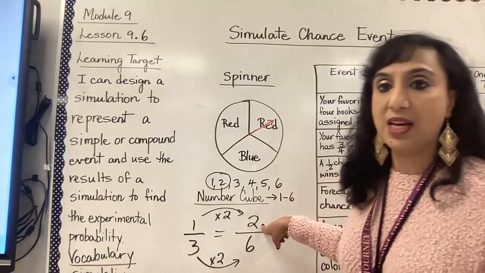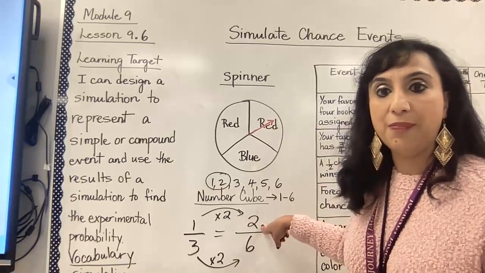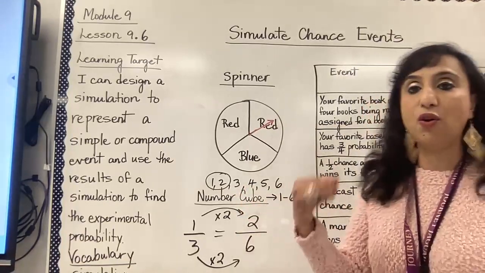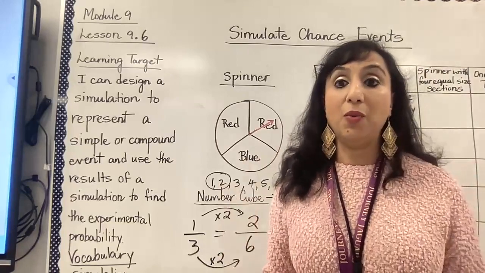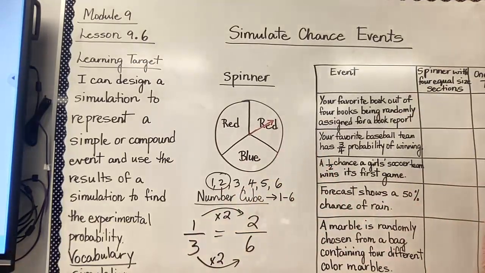Or what is the failure of finding the prize? And then that would be three, four, five, six. So four out of six would be where I do not find the prize. So this is how I can simulate that event.